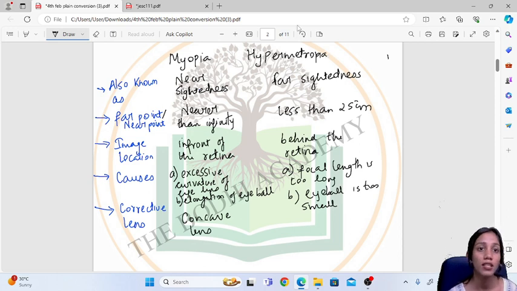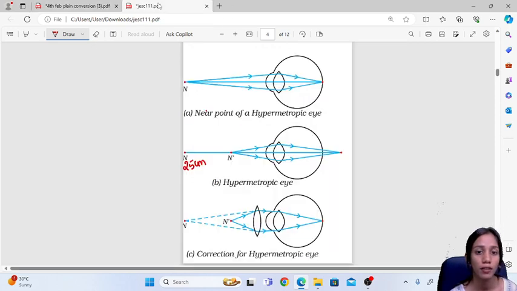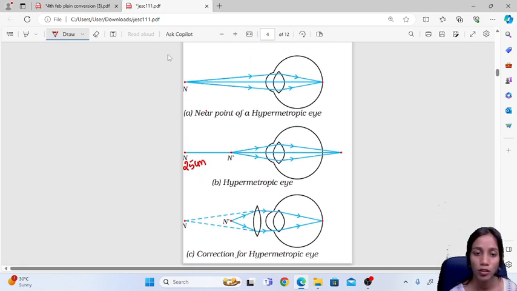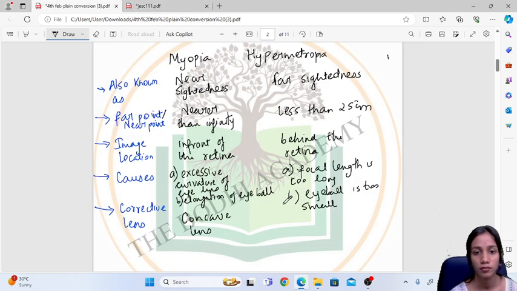Okay, now let's see what is the corrective lens used. So the corrective lens prescribed by the optician in this case is the convex lens of suitable power. So what will the convex lens do? Convex lens will get the image back on the retina. Okay, so the corrective lens used over here is the convex lens.